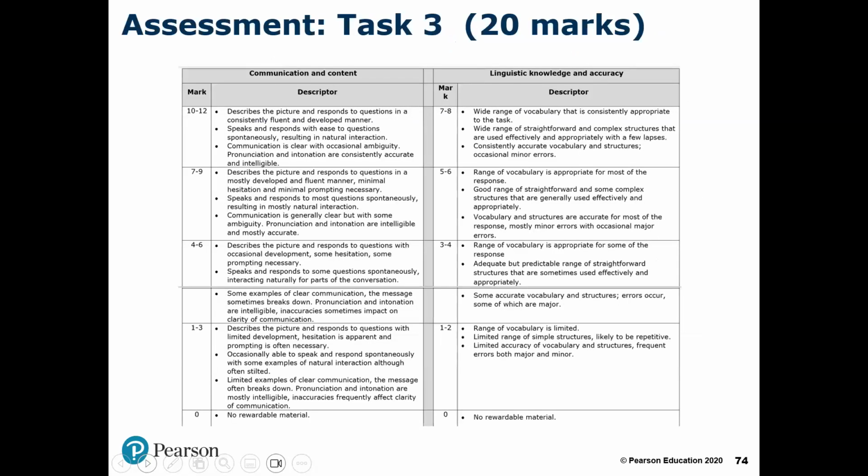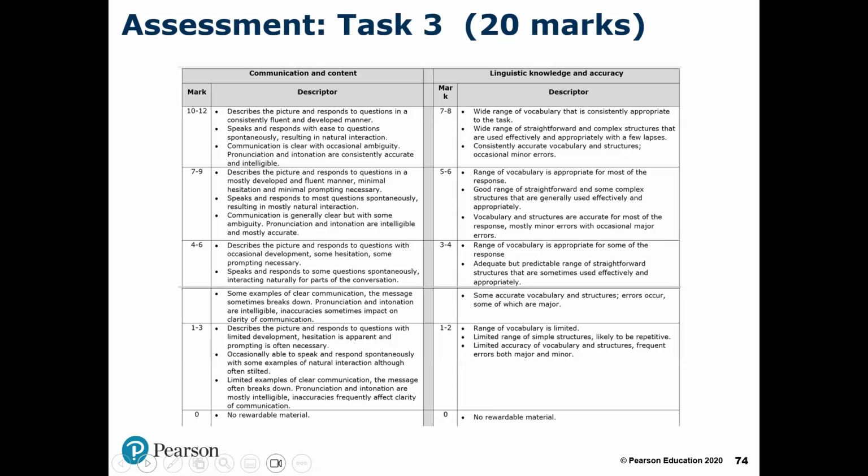And we have a look again at the mark scheme for this task. We're seeing a lot of similarities with the mark scheme for task 2. Again, 20 marks, and again, the balance of them, there are more marks for communication and content than there are for linguistic knowledge and accuracy. So describes the picture and responds to questions in a consistently fluent and developed manner. Okay, so they're not just giving simple short sentences as an answer at the top end. We're talking naturally and we're developing our answers.